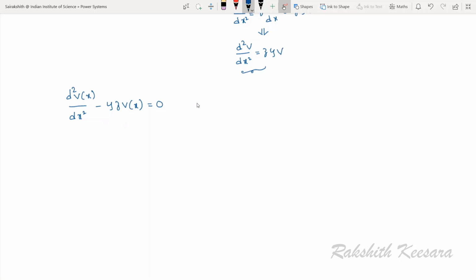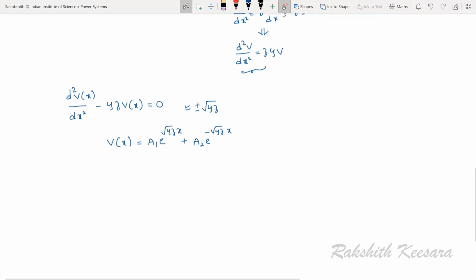The roots will be located at plus or minus root over YZ. These are the roots, and the solution will be V of x is equal to A1 e power root over YZ x plus A2 e power minus root over YZ into x. This is the solution for V of x.